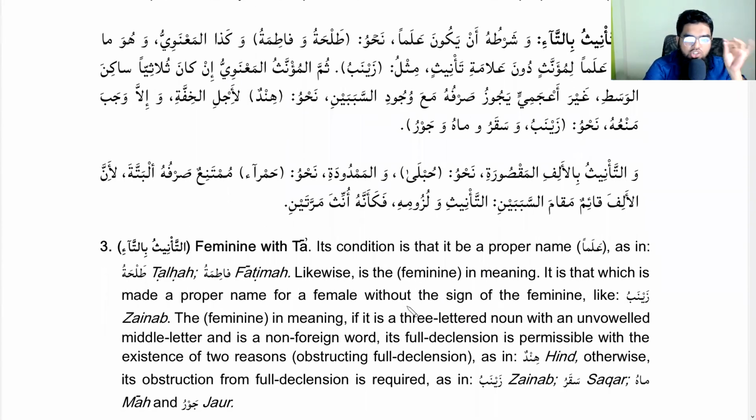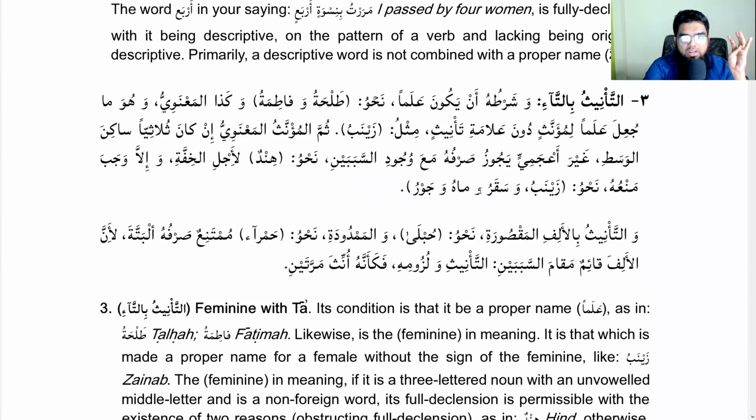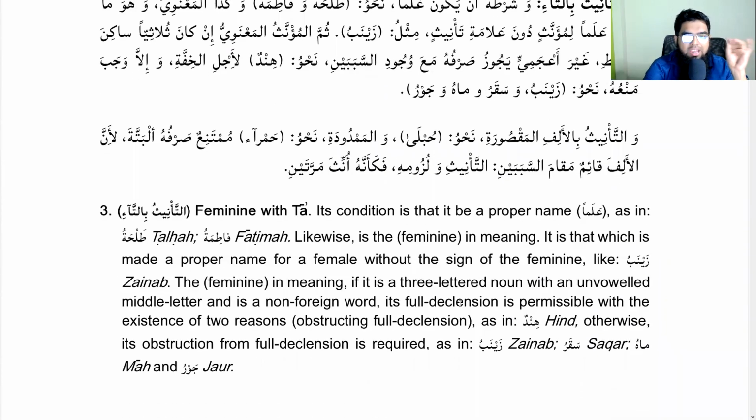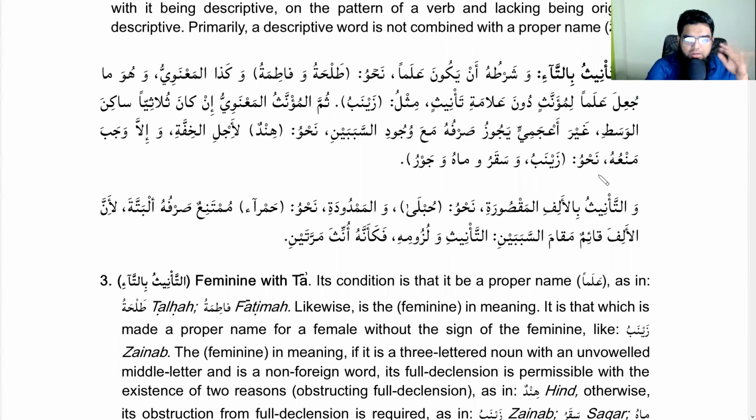Sakin al-wasat, the middle letter should have a sukun, an unvoweled middle letter. And ghayr a'jami, it should not be a foreign word. Yajuzu sarfuhu ma'a wujud sababayn. Its full declension is permissible with the existence of two reasons. So even though the two reasons are available in it, you can still make it munsarif, like Hindun. Why does this Hind have tanween? Well, this is an exception. Hind, li-ajl al-khiffa, because of ease. Khiffa, ease. Wa illa wajaba man'uhu. Or else, prevention from tanween is mandatory.